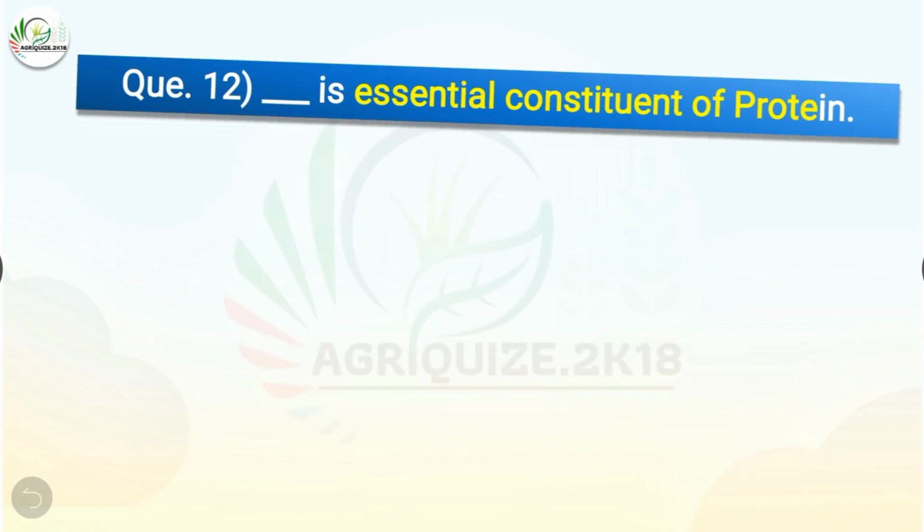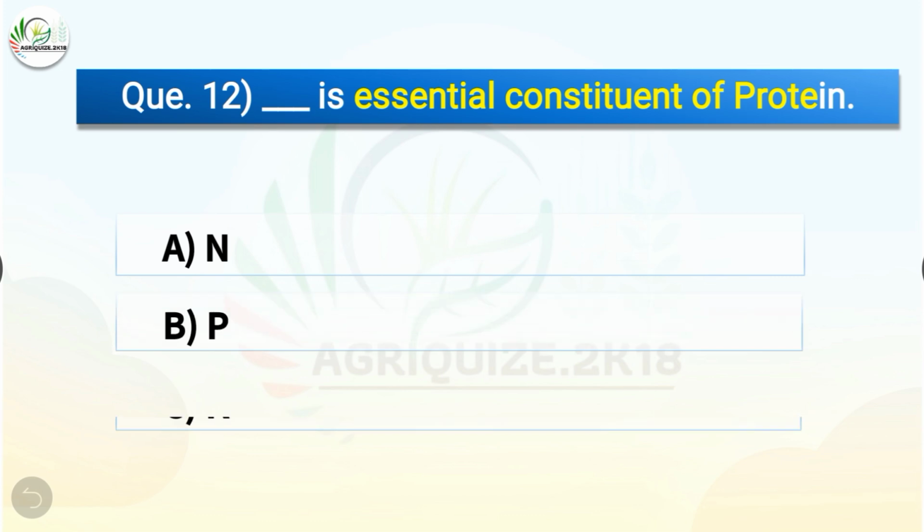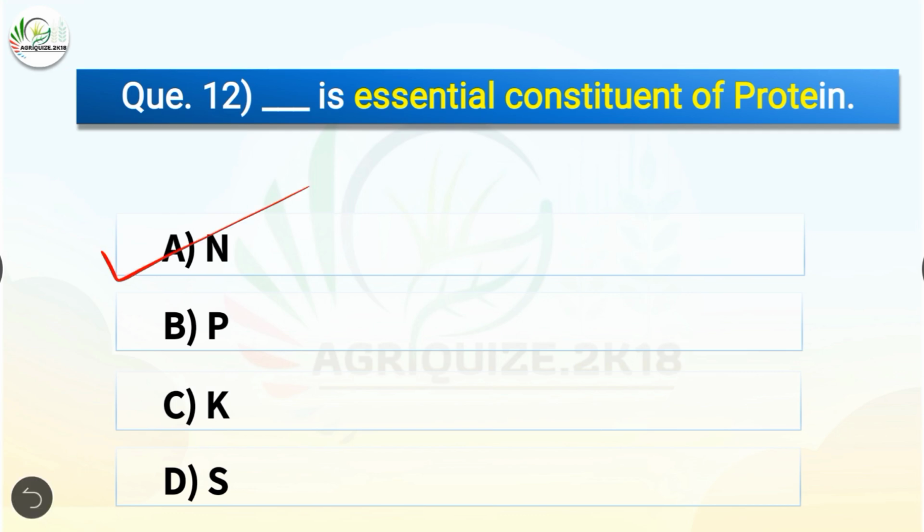Question number 12. Dash is essential constituent of protein. The options are nitrogen, phosphorus, potassium, or sulfur. The correct answer is option A, nitrogen. So nitrogen is essential constituent of protein. Since all the plant enzymes are made of proteins, nitrogen is needed for all the enzymatic reactions in a plant.